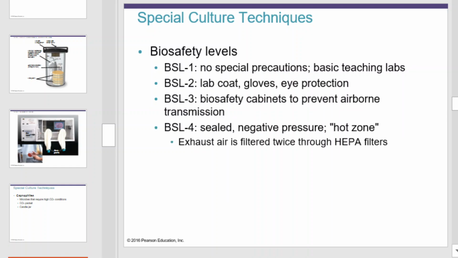In special culture techniques, biosafety levels always have to be maintained. It's important that you know what you're dealing with and work within those biosafety levels at all times.